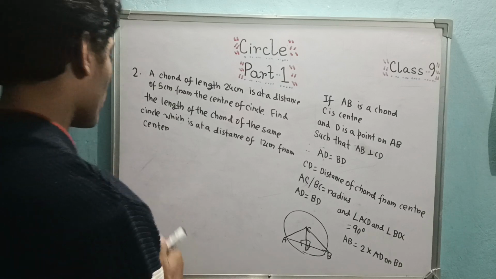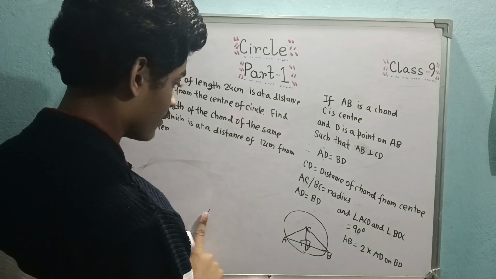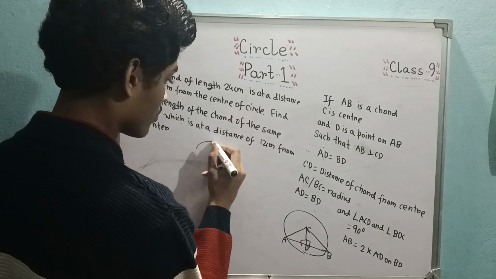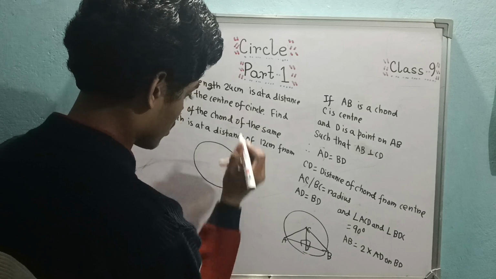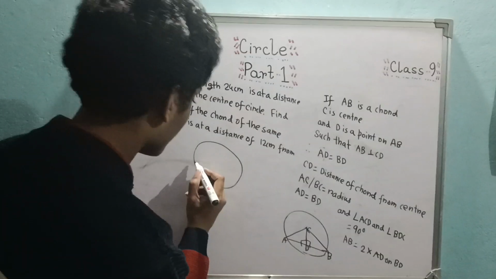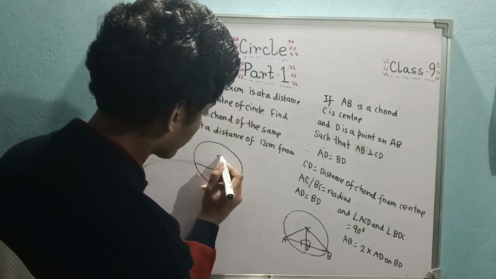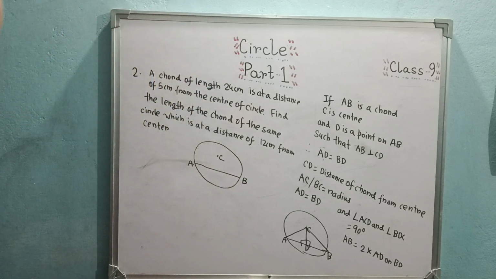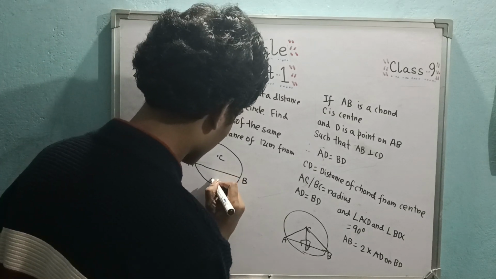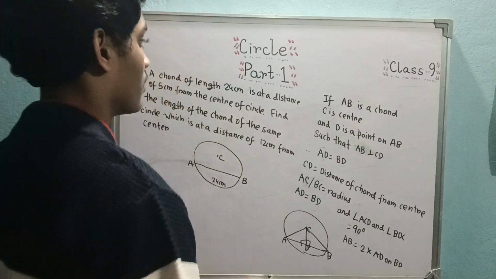Let's draw the circle first. Where do I draw it? We draw it here. Alright. Then suppose my chord is here, my center is here. This is my center C and this is my chord AB. Then a chord of length 24, so this chord is of length 24 centimeter.